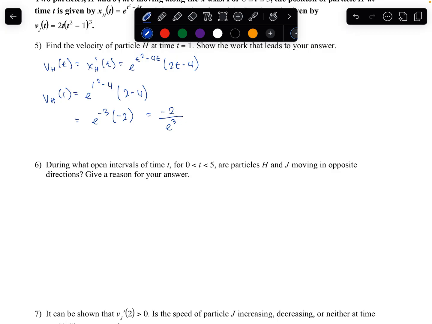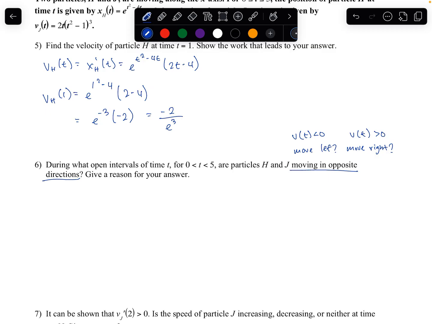This is actually easier because I don't need the positions of these particles on the line. Moving in opposite directions would mean that we would want to know moving left or right. So move left, move right. Where are these particles moving left? Where are these particles moving right? Moving left would mean that their velocities are negative. Moving right would mean that their velocities are positive. So we want to know all these intervals right here.